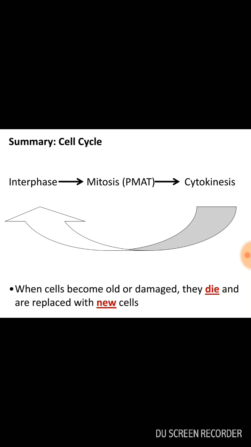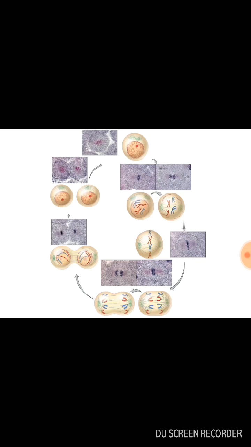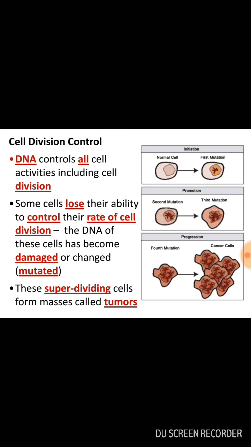So this is the summary of the cell cycle. We have interphase, mitosis, cytokinesis, and after cytokinesis, the new cells, they again come back to the interphase. So when cells become old or damaged, they die and they are replaced with the new cells. So this is a figure which is basically showing us the entire process of cell cycle.